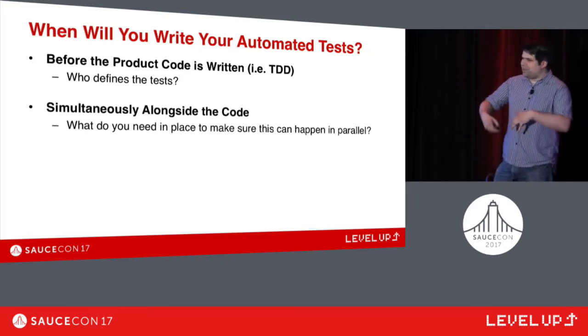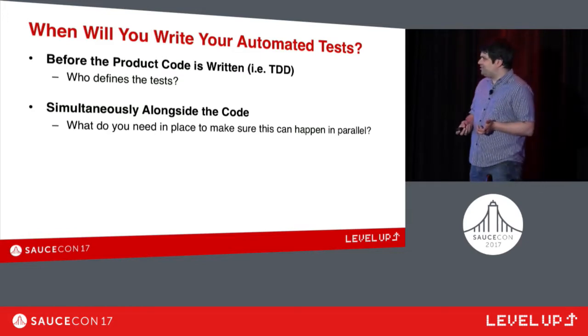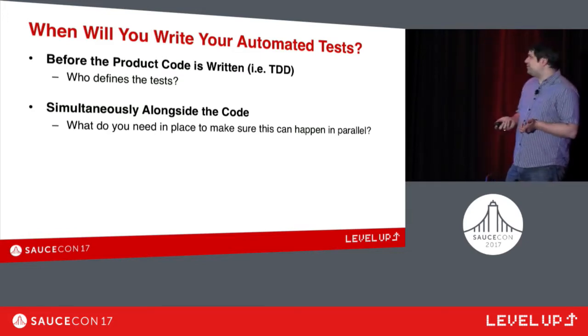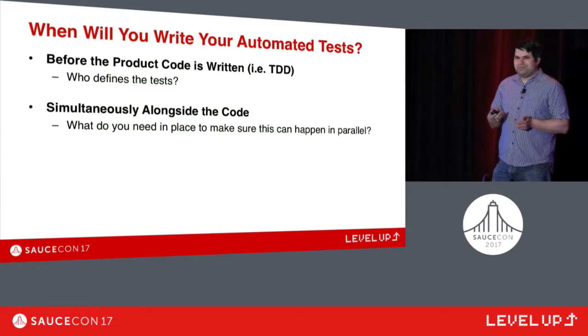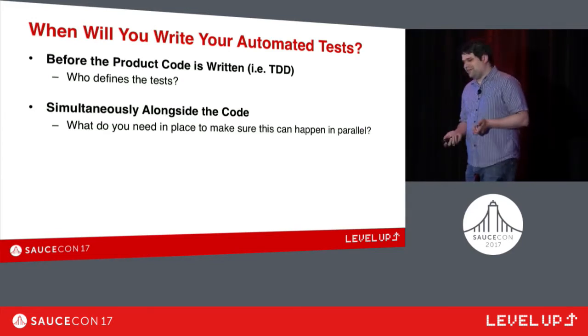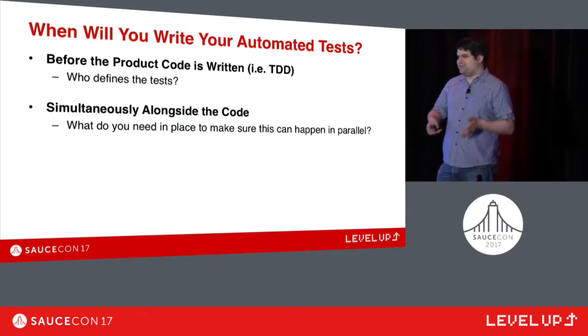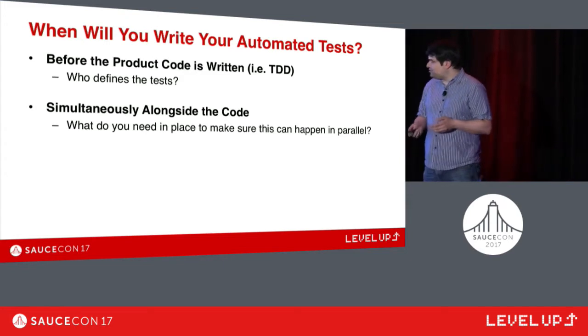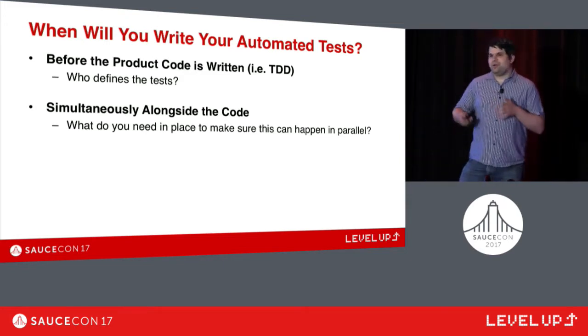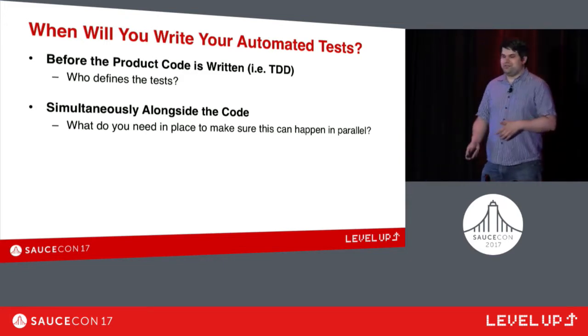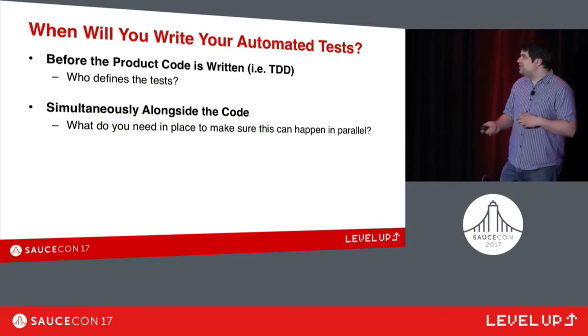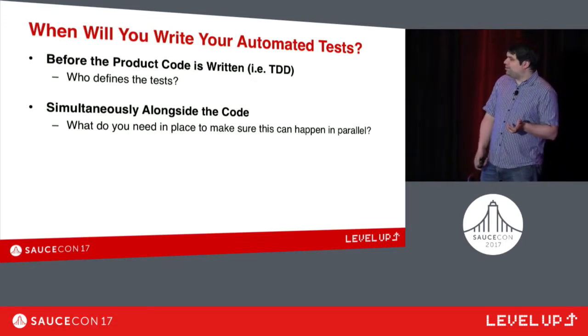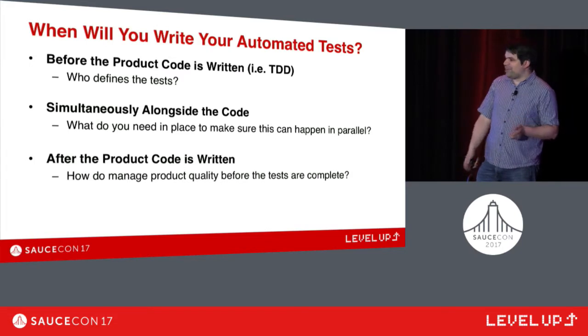There's also the option of doing it simultaneously alongside the regular product code. But you need things in place to make this happen in parallel. So if your organization is going to choose this strategy, you need to make sure that there's a clear set of requirements from the people writing the tests to the people writing the product code and vice versa, so that you can do this. And then there's the last option I'll throw up there, which is after the product code is written.